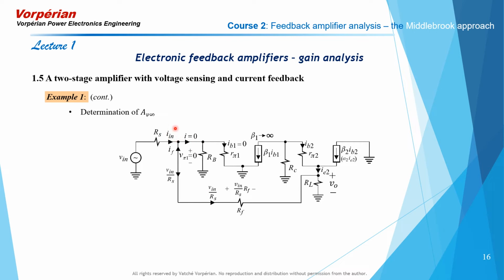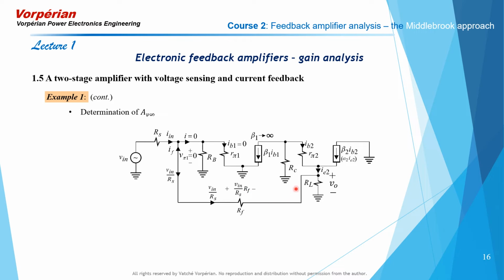This current IN in turn is given by Vin divided by Rs, since this node here is at ground potential and Vin appears directly across Rs. So that current IN is Vin divided by Rs. And as that current flows through the feedback path, it creates a voltage drop across RF given by Vin over Rs times RF.